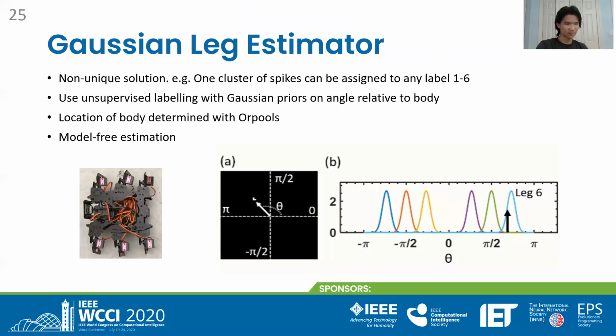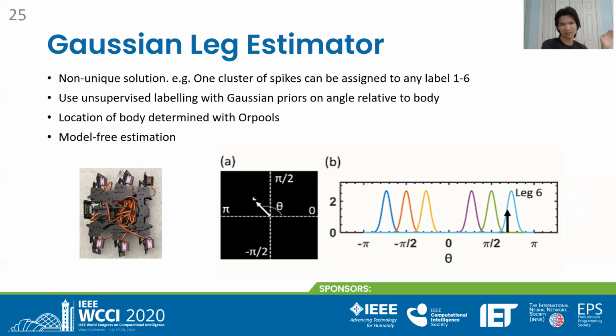So the Gaussian Leg Estimator touches on the problem where you can see pixels activating, but you don't know where you should activate them because there are 6 legs. How do I know which leg to activate? How do I know which neuron to pick to spike? The problem with this is that leg labels have a non-unique solution, meaning that I can have labels 1 through 6 for these legs, and this label 1 can go anywhere. It doesn't really matter. There's no way you can really model what leg should be what number.